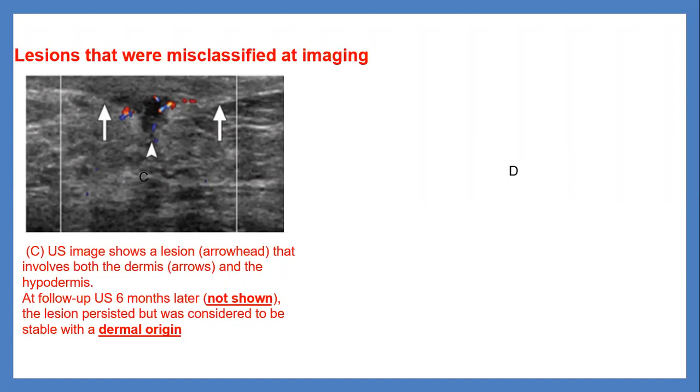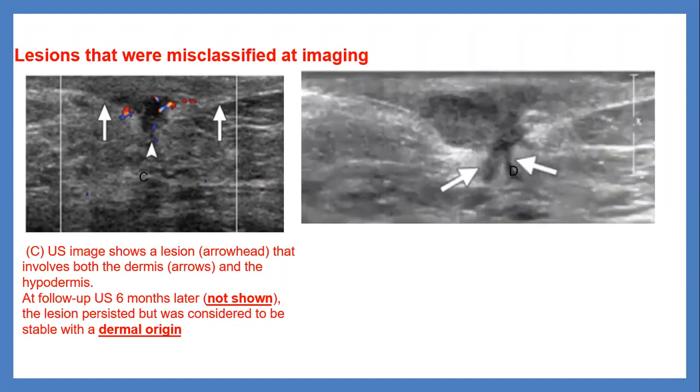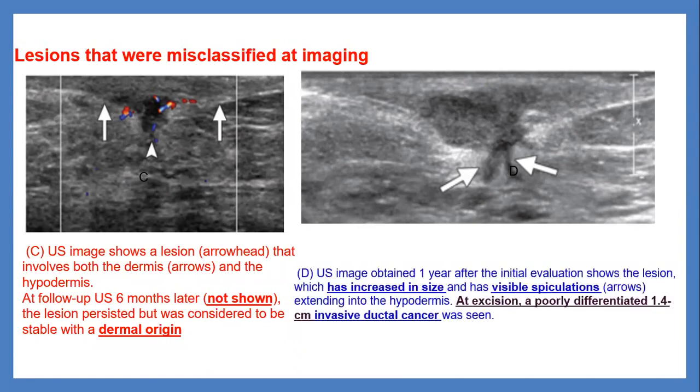At the 6-month follow-up, not shown here, the lesion persists but was considered stable with a dermal origin. They consider it a dermal origin. However, look at the follow-up. Here now you can say hypodermis. Hypodermis, now it looks suspicious. It looks like a hypodermis lesion infiltrating into the dermis. It looks like a suspicious one.